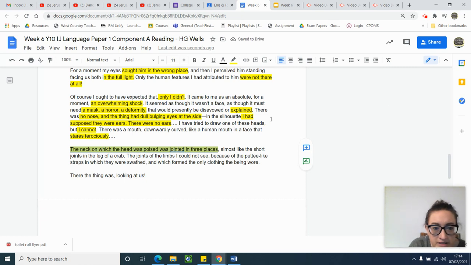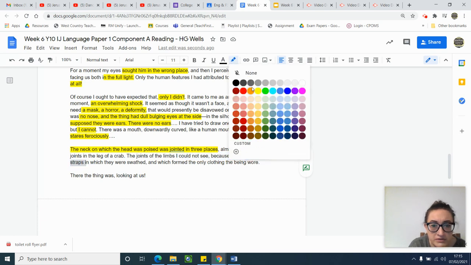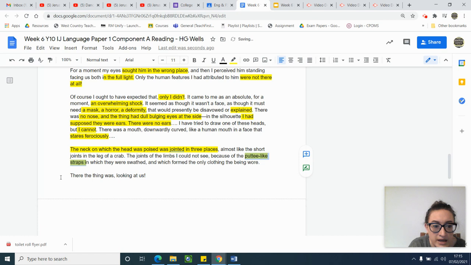And the joints of these limbs I could not see because of the putty-like straps in which they were swathed. If you're swathed in something, you're covered. So it's like clothing, which formed the only clothing being worn. So he was wearing something like putty, which is not normal clothing to us. It then creates confusion. And there was a thing looking at us.